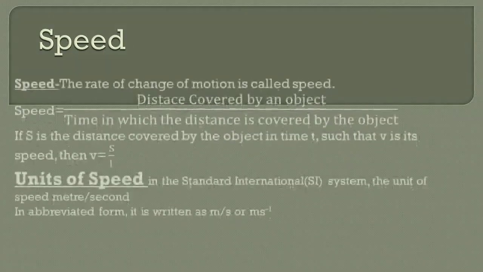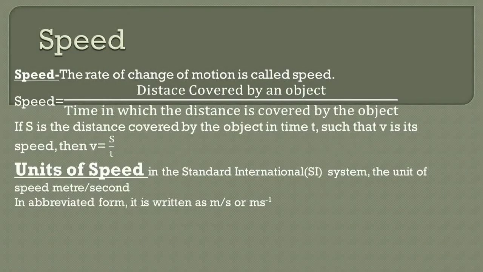Time we already know, okay, but how can we define the distance? Distance is generally used in our everyday life, but how can we scientifically define the word distance? The actual length of the path traveled or covered by a moving body irrespective of its direction is called the distance.